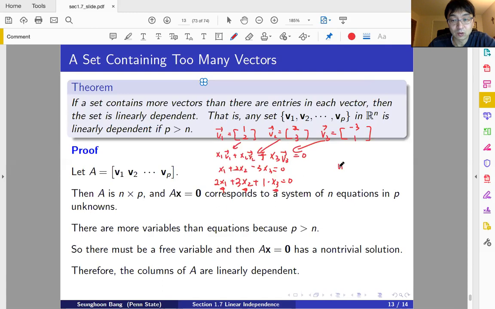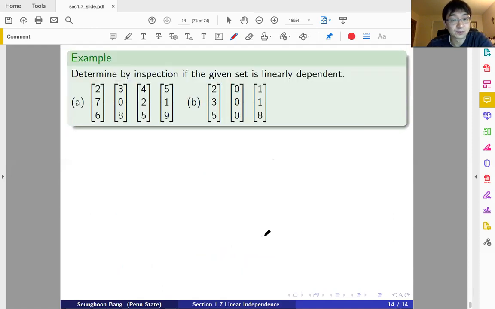So p equals 3. How many equations? We have 2 equations, since this is R2, n equals 2. So here we have more variables than equations, right? In this case, we always have a free variable. You can check that we have infinitely many solutions. So the columns of A are linearly dependent. This is very important.